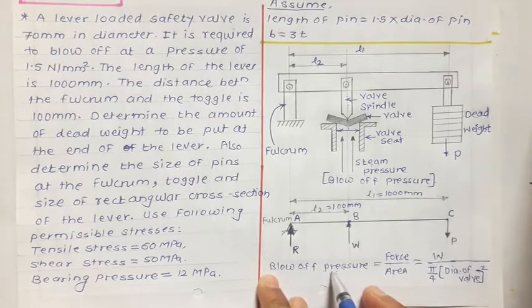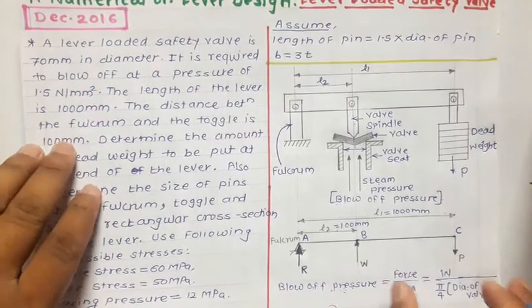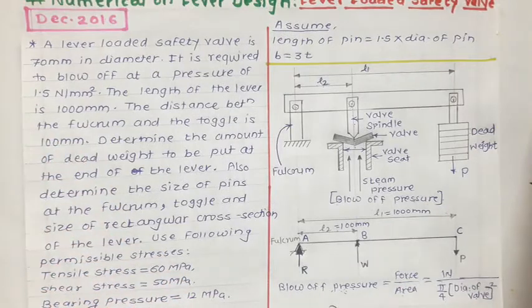In the numerical, blow up pressure will be given to you. If you put the value of blow up pressure and the diameter of wall, which will be given in the numerical, we can find out W easily. Now let us write the further given data.